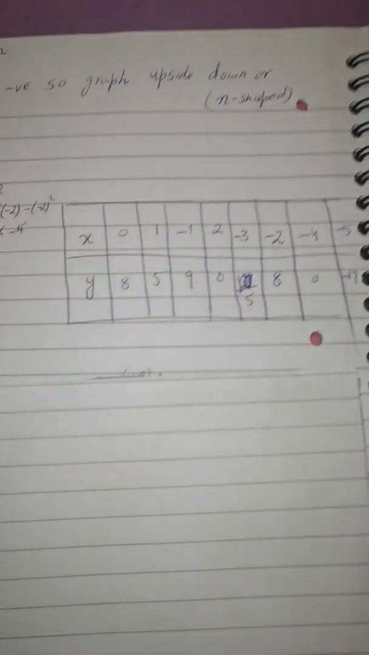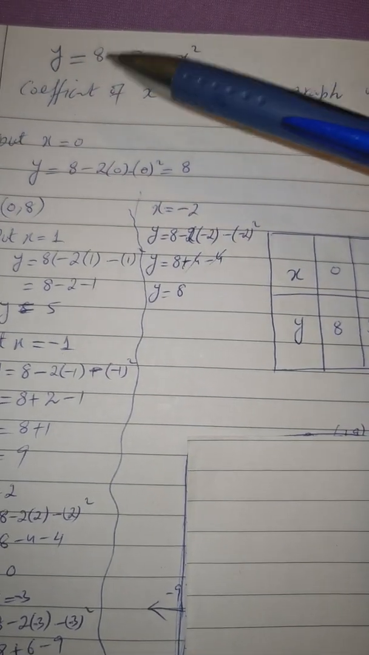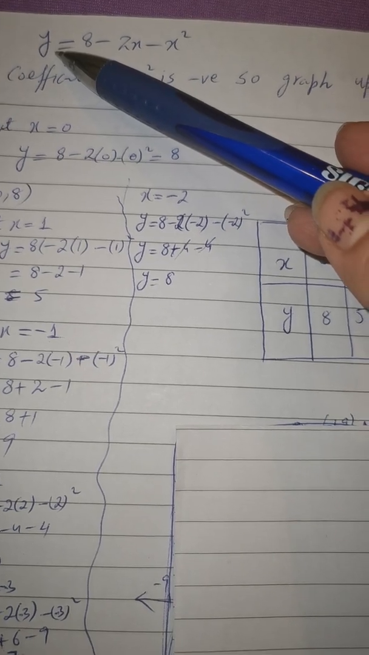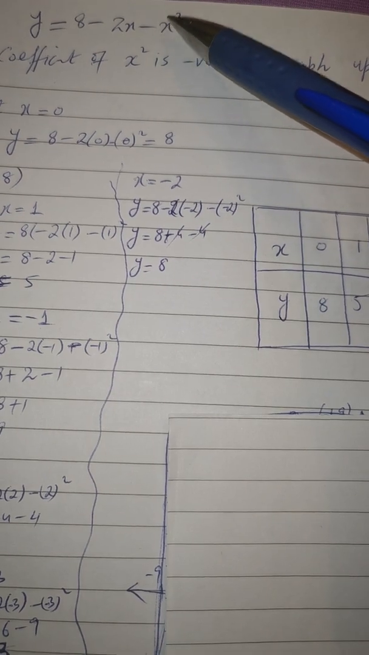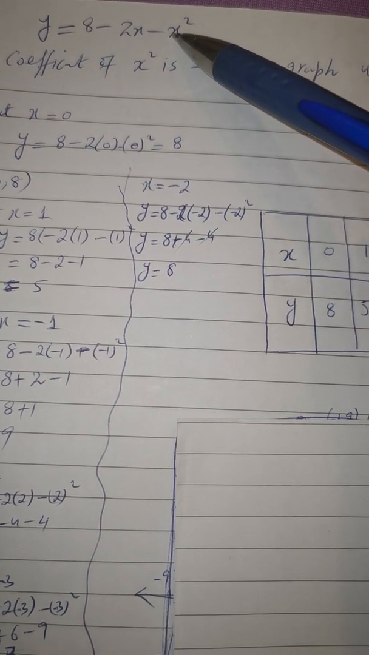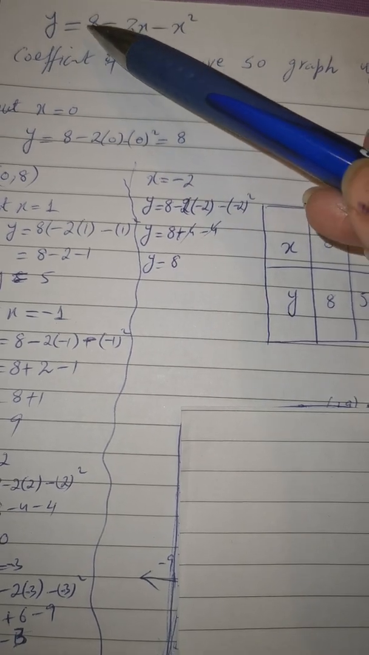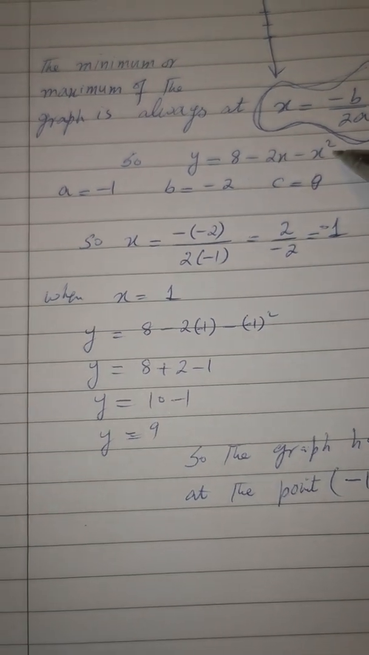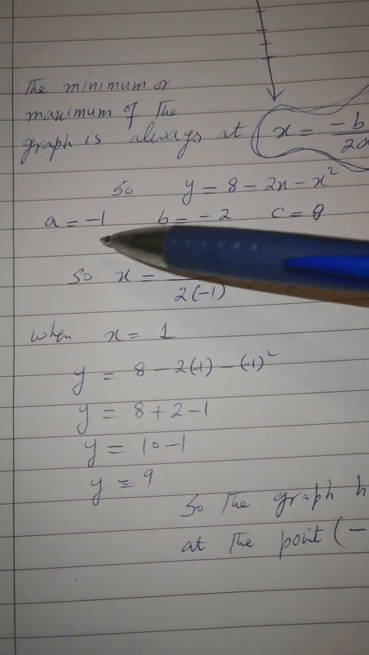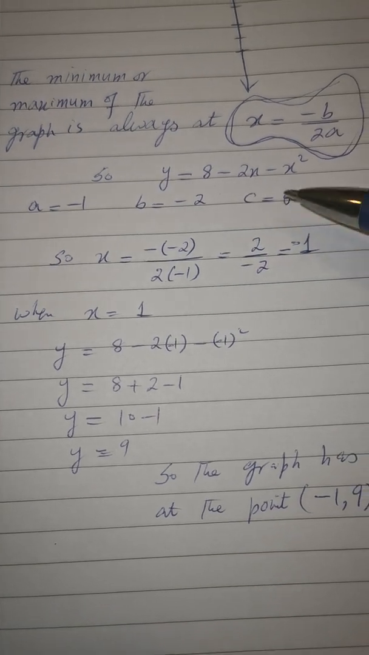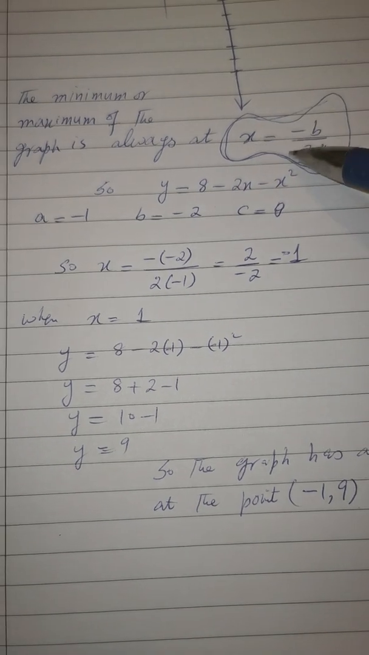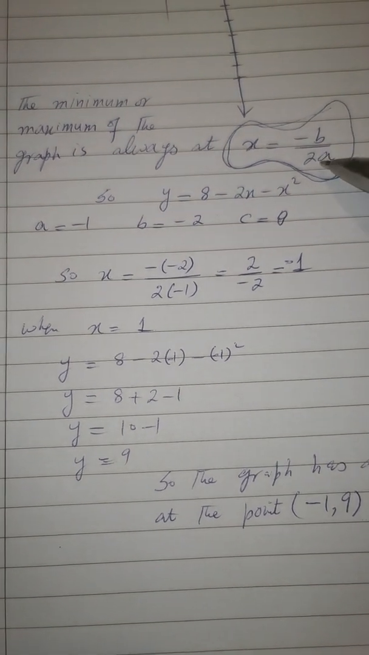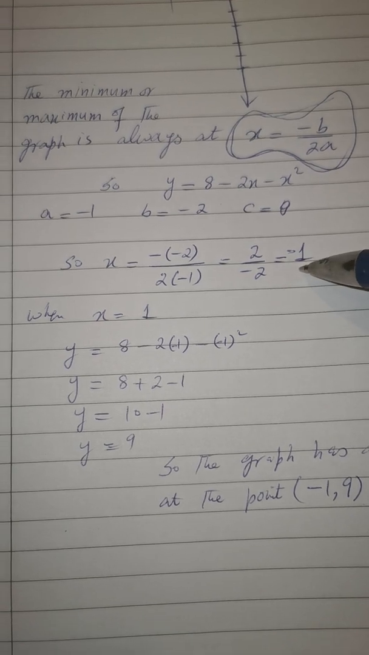So in this quadratic equation, if I put y is equal to 0, then you will get a quadratic equation in which a will be minus 1, b will be minus 2, and c will be 8, right? So in this quadratic equation we get these values of a, b, and c. When you put these values of b and a in x is equal to minus b over 2a, it will give you the value of x, right?